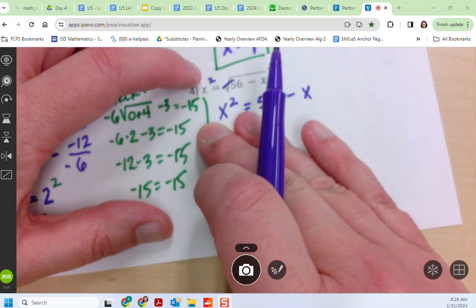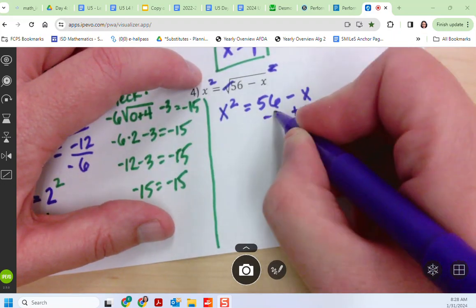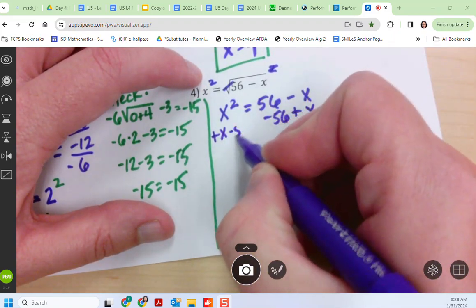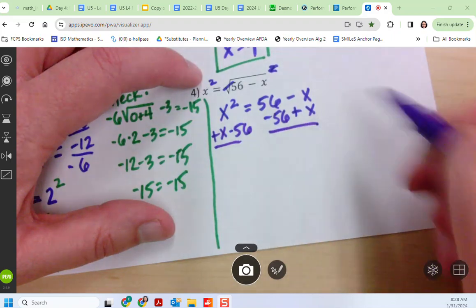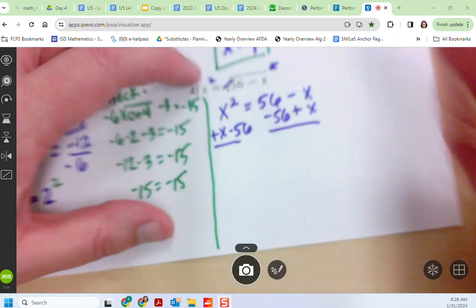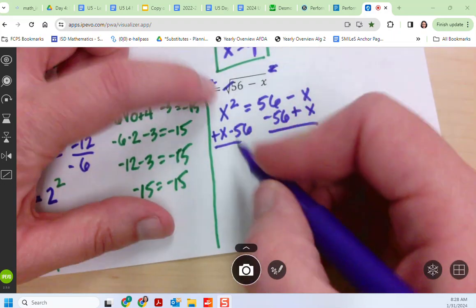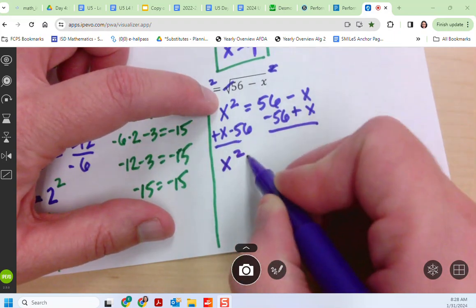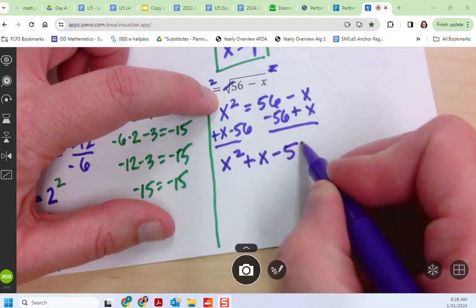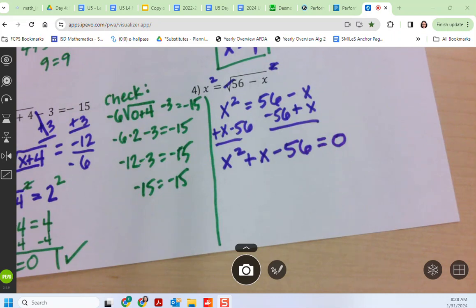So what I'm going to do is I'm going to add x and subtract 56 on both sides, because I want to move everything from the right side to the left side so that I have one side equaling 0. So I have x squared plus x minus 56 equals 0. All right, I need now two numbers that multiply to make negative 56 and add to make 1.